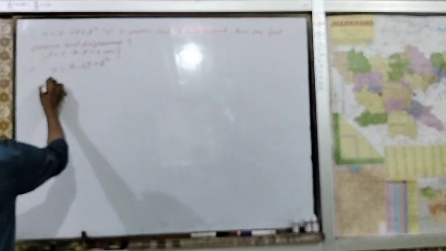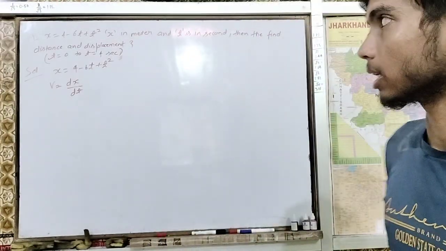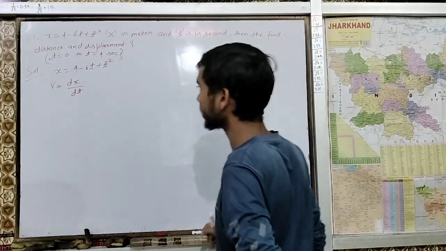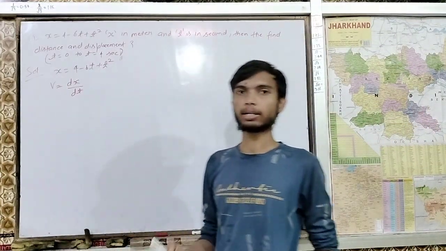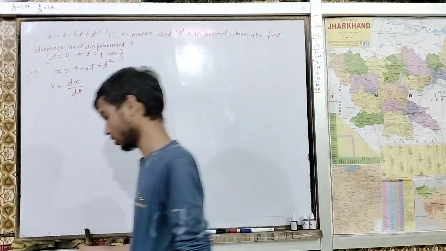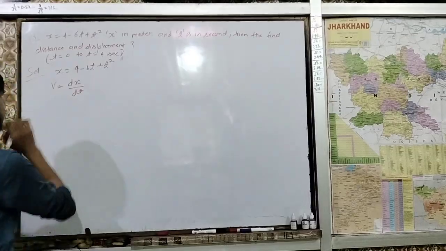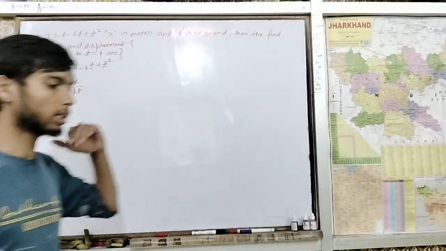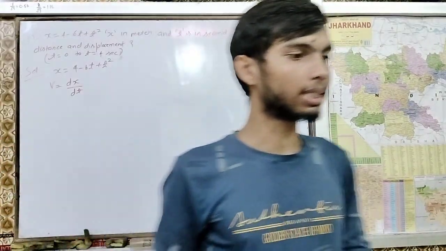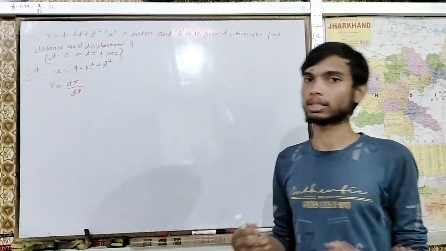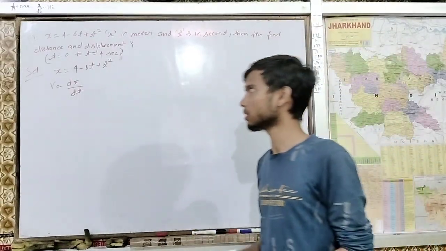So remember, v is equal to nothing but dx upon dt, where x is the displacement and t is the time. We are finding velocity. So we wrote this formula because it is asking what the velocity is at this time. That's why we wrote this.